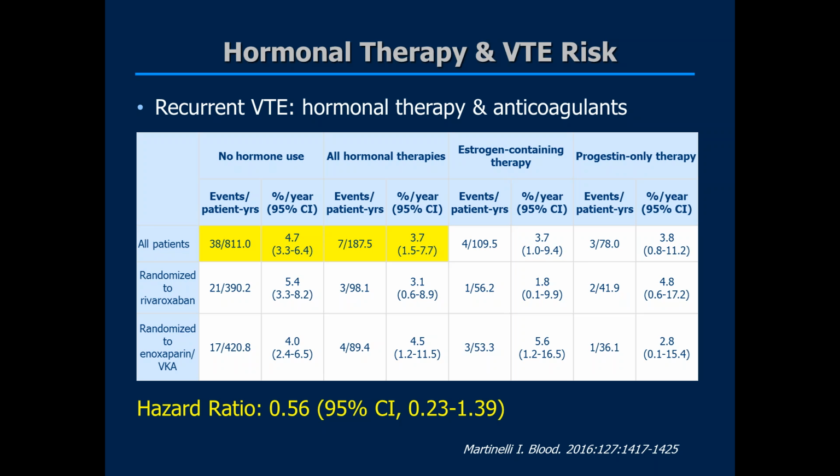What was also interesting, if you proceed towards the right side of the slide, is that there was no difference in incidence density whether you were receiving estrogen-containing therapy or progesterone-only containing therapy. And if you proceed downward on the slide, whether you were randomized to rivaroxaban or whether you were randomized to enoxaparin bridging to warfarin.